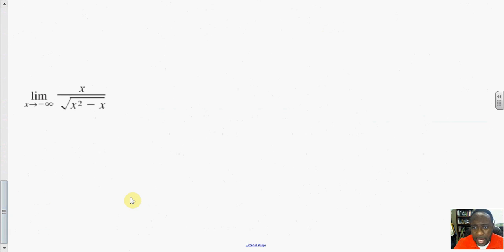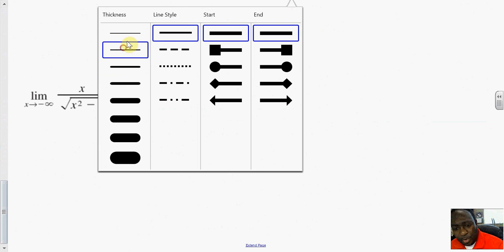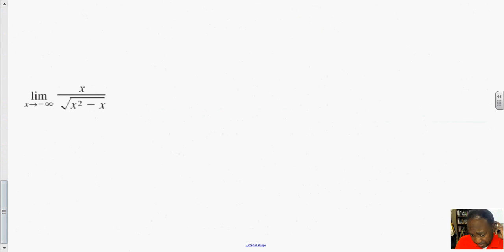Now with this one, it requires just a little bit more insight because of this radical, right? So here, divide each term by the biggest term, which is x. The biggest term downstairs is the square root of x squared, which is technically x, but doesn't look like it. We have to fix it up. Divide each term by x.